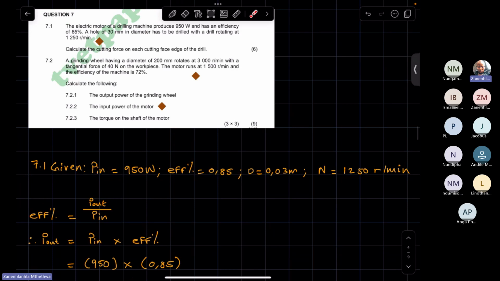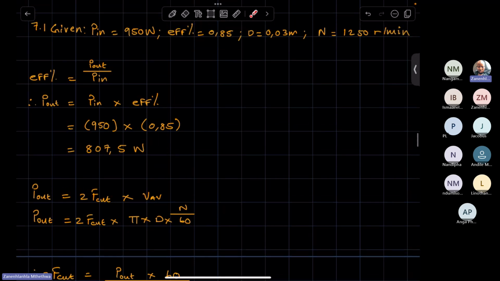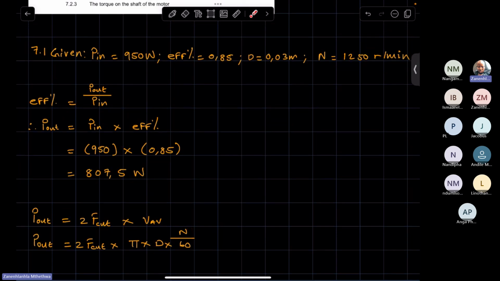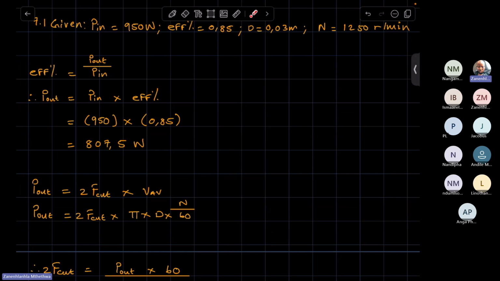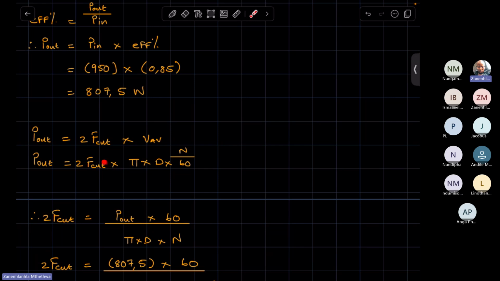So in calculating the cutting force, we essentially use this formula. The power output you would have already calculated. This is what you're looking for. And then the average velocity. You've been given the diameter, you've been given the rotational frequency, so we use pi dn, just like we have been using. So you have the diameter, and n is in terms of revs per minute, so you divide it by 60. So making 2F cut the subject of this formula, this is what you get.